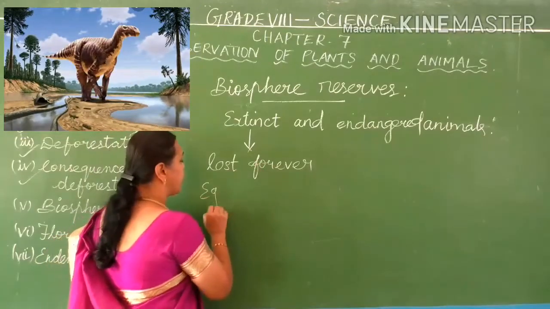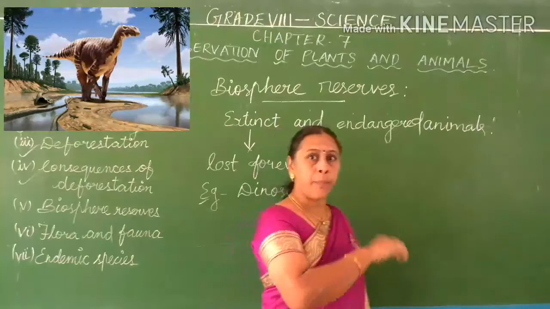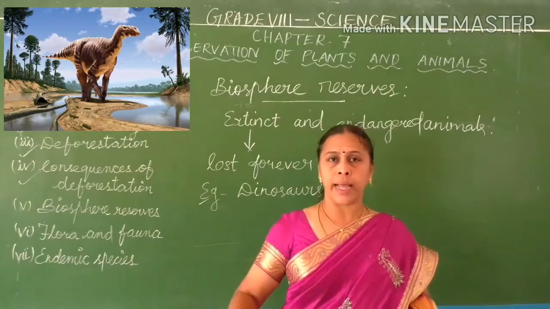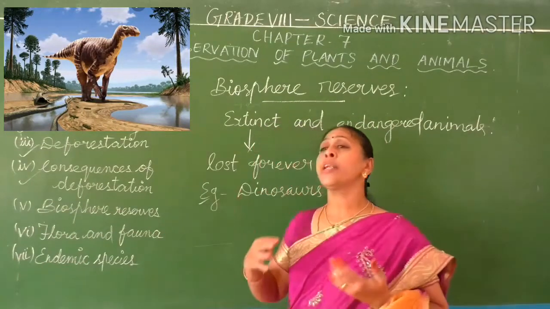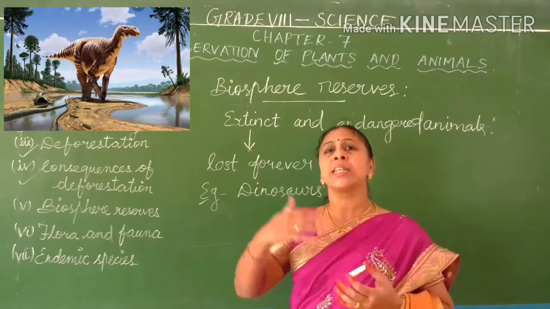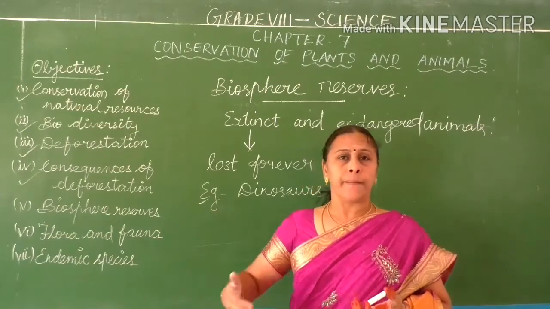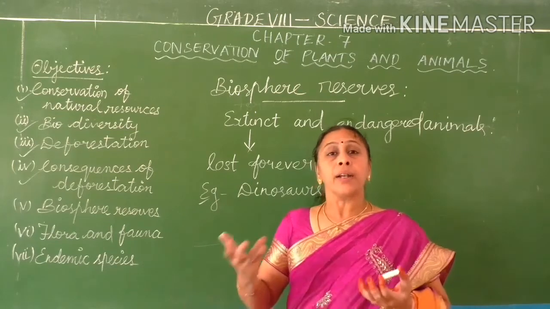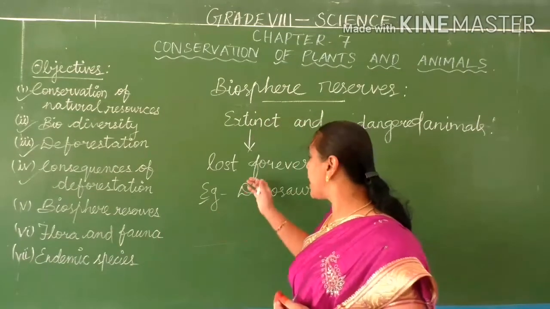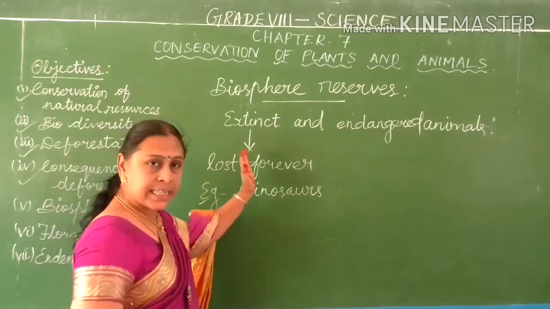For example, a well-known example for you, dinosaurs. You would have seen a popular movie about the dinosaurs. Such huge organisms, but now they are not there because they were not able to adapt to the climatic changes. There was change in the environment because of human activities or natural changes, and they were not able to adapt. So now they have become extinct. They are not at all present on the earth. Such animals are called extinct animals.